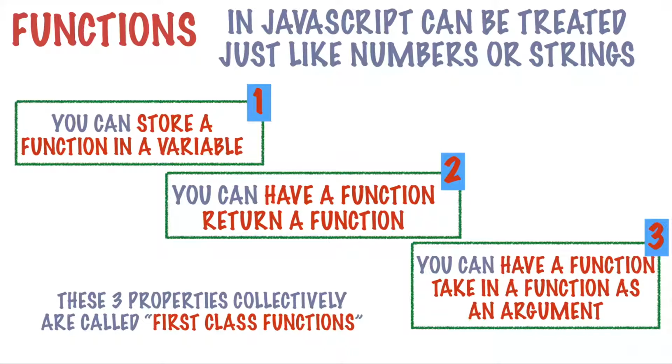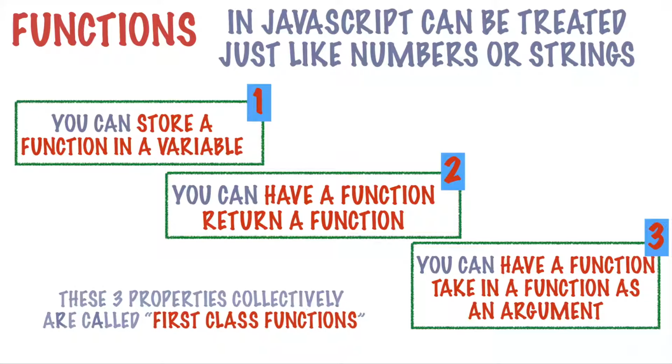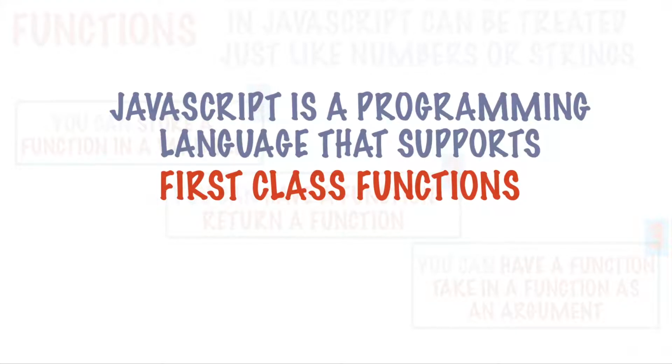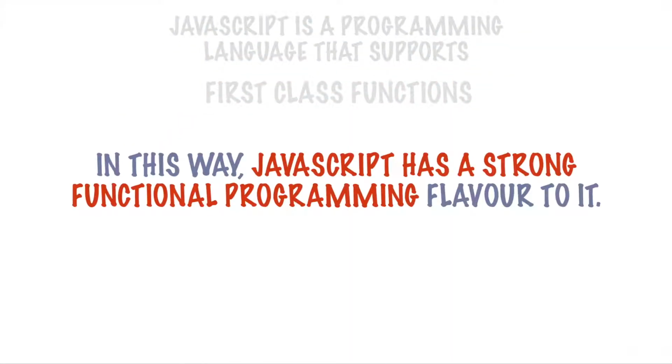The fact that JavaScript functions are first-class functions have several implications in how functions can be used. We'll be seeing a lot of that in the next few lectures. For now, just remember that JavaScript is a programming language that supports first-class functions. Now, languages which support functions as a first-class citizen generally tend to be functional programming languages, which is why JavaScript has a very strong functional programming aspect.